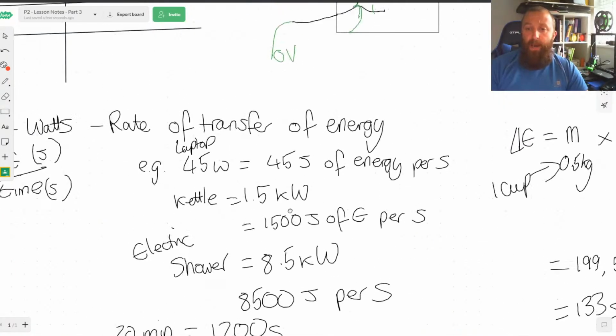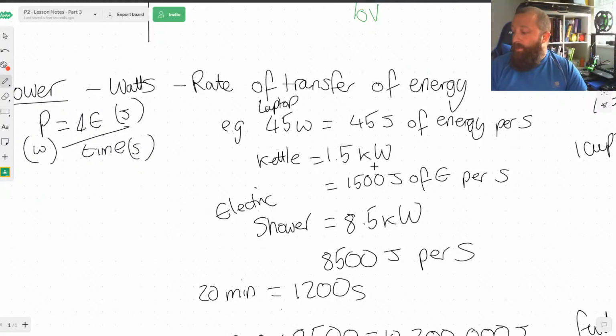So let's go back up to where we've been looking at this. We've got this idea that power is the rate that energy is being transferred, and we should be able to work out the amount of energy being used for a particular appliance if we know the power and the amount of time it's been turned on.